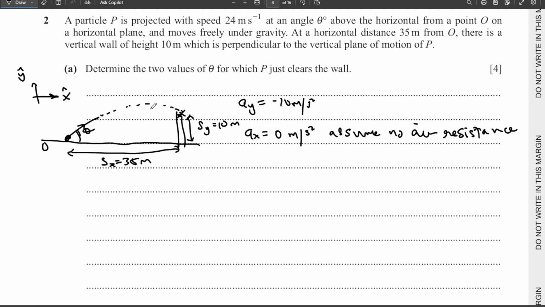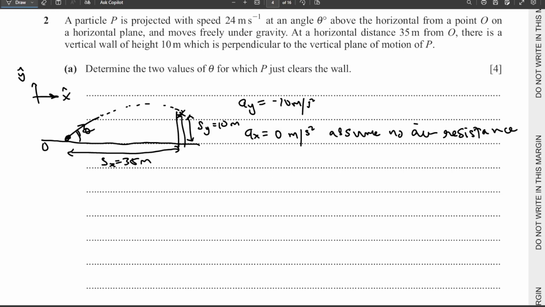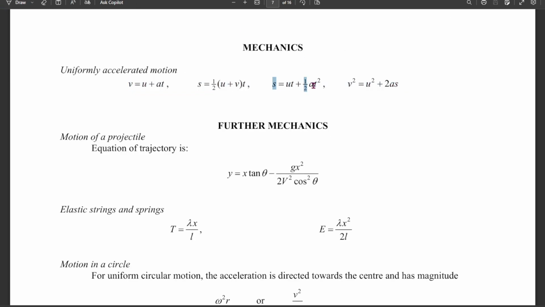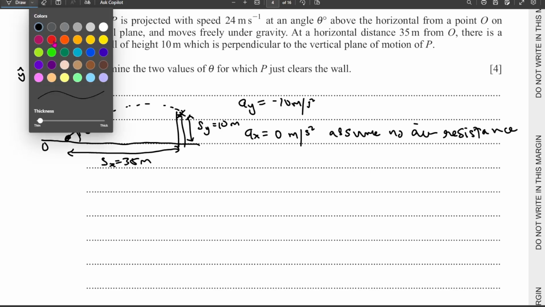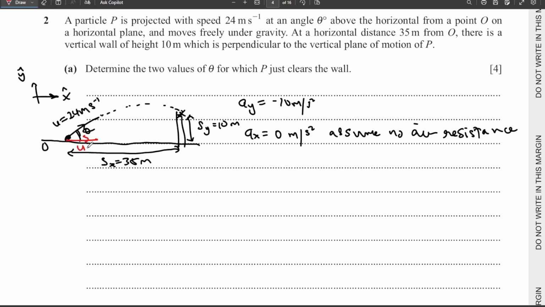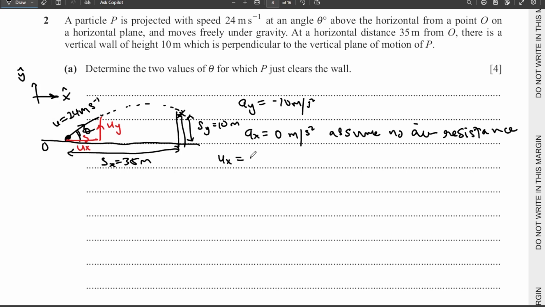So we're just going to make use of our kinematic equations here. In this case, we have our initial speed u is 24 meters per second. So we can separate this into the horizontal component, ux, and also the vertical component, uy. To do that, I hope you can recall it's just trigonometry: ux will be u cosine theta, and uy will be u sine theta.